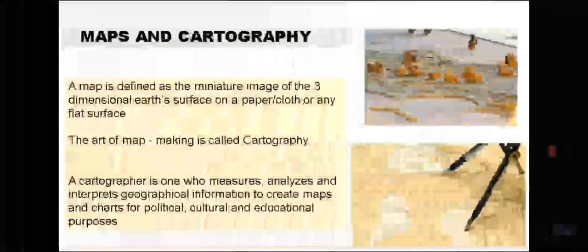Map and cartography. A map is defined as the miniature image of the three-dimensional Earth surface on a paper, cloth, or any flat surface. The art of map making is called cartography. A cartographer is one who measures, analyzes, and interprets geographical information to create maps and charts for political, cultural, and educational purposes.